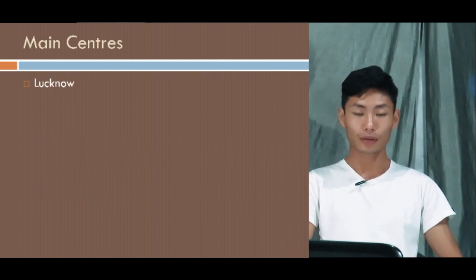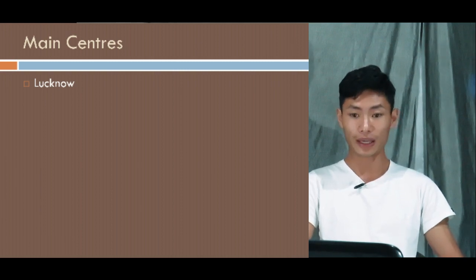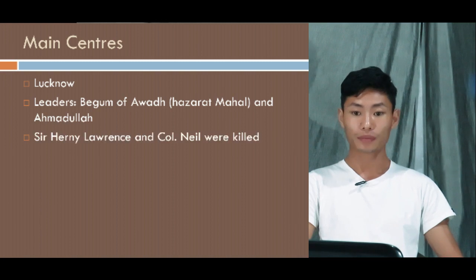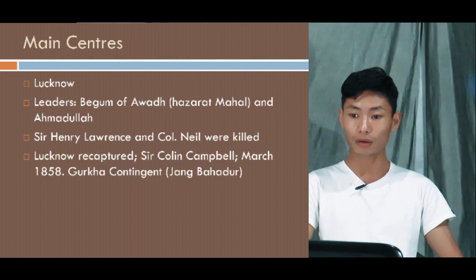Let's see about Lucknow. Lucknow is also one of the nerve centers of the revolt of 1857. So many things happened in Lucknow too. The leaders were the Begum of Awadh, Hazrat Mahal, and Ahmadullah. Sir Henry Lawrence and Colonel Neill were killed, but Lucknow was recaptured by Sir Colin Campbell in March 1858. It was only with the help of the Gurkha contingent under the leadership of Jang Bahadur that Lucknow was recaptured by the British. So that's the story about Lucknow.